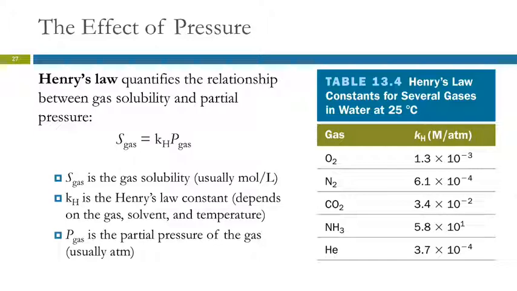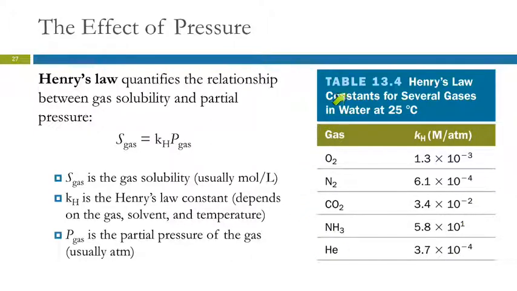So, of course, we can quantify the relationship between the pressure and the solubility of a gas. This is called Henry's law. So the solubility of a gas, which is usually given in moles per liter, is equal to a constant times the partial pressure of that gas above the liquid. This is the Henry's law constant. It's going to depend on the temperature, on the gas, and on the solvent. So lots of different values for this. You definitely don't memorize these. You just look them up.